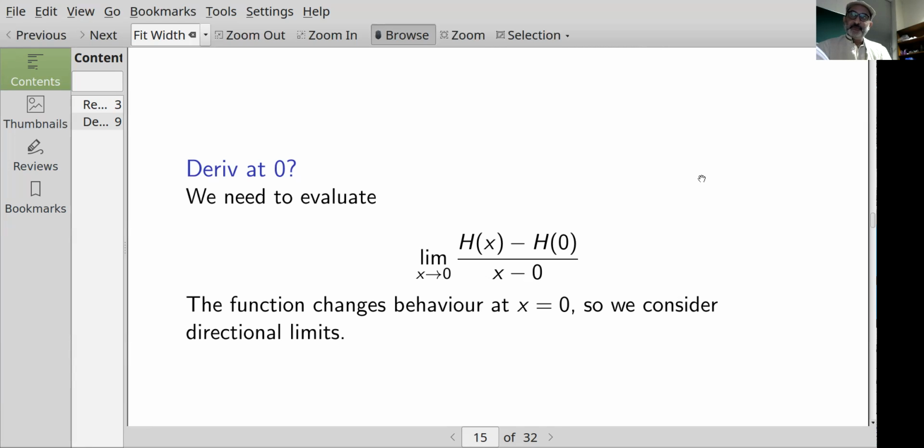Calculating this limit would be awkward directly. So what we do is we say, well, the behavior of the function, the form of h of x changes at x equal to 0, exactly at the point where I want to evaluate the limit. So I'm going to evaluate the directional limits and see if they exist and if they agree with each other.